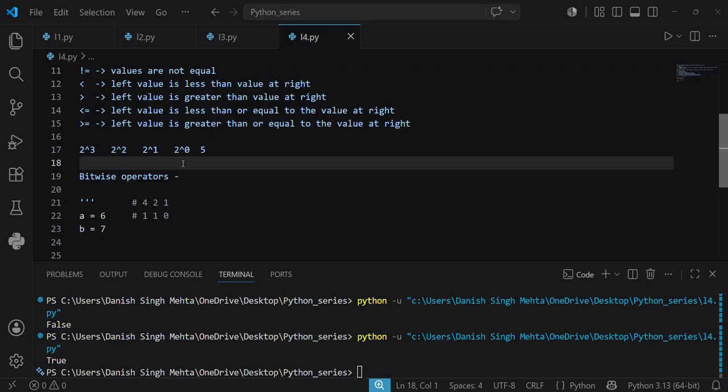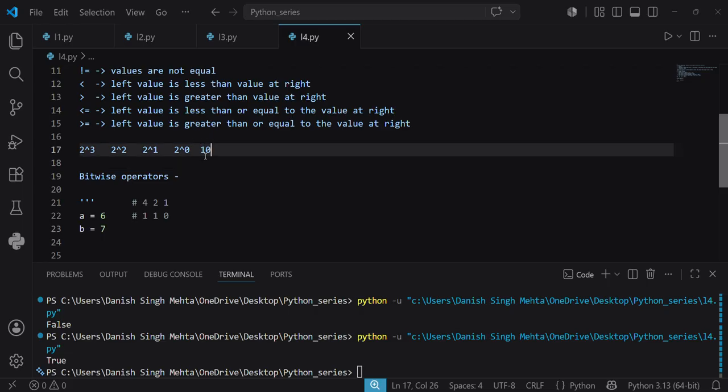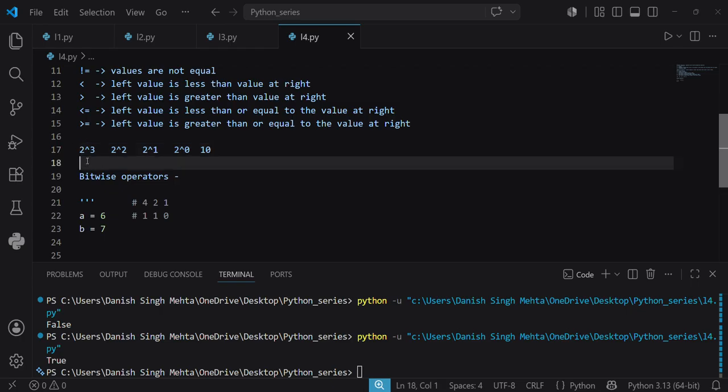Now, just say we want 10. If we take 10, how will I find it? First, go to the greatest value, 8, 2 to the power 3. So we will use it. Now, 2 to the power 2, which is 4. So 8 plus 4 is 12, but we want 10, so we will reject this. Now 8 plus 2, yes, this is 10. And we got 10, so we also reject this. So this is how we write 10 in binary form.